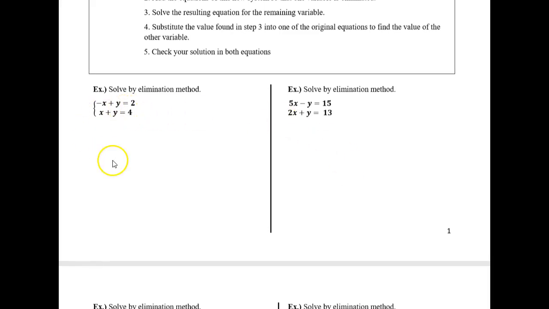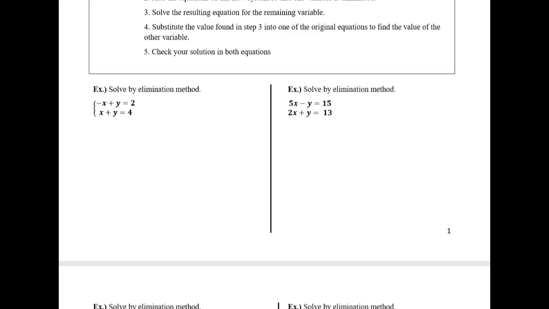In this example on the left, it's already set up very nicely. The goal is to get one of the variables to add up to 0. You can choose to eliminate x or y. It doesn't matter. However, sometimes it is easier to eliminate one variable versus another. If we look at this set of equations, we already have a minus x and a plus x. Well, 1x minus 1x would be 0. They are already set up to eliminate. I don't have to do any work.